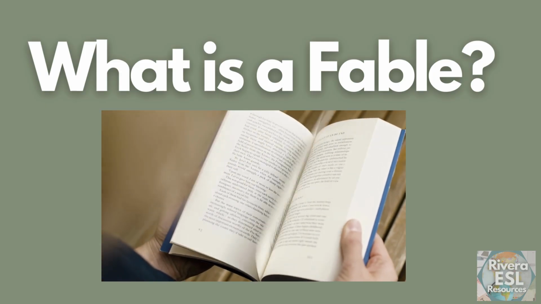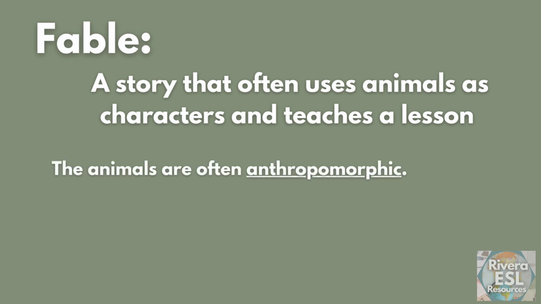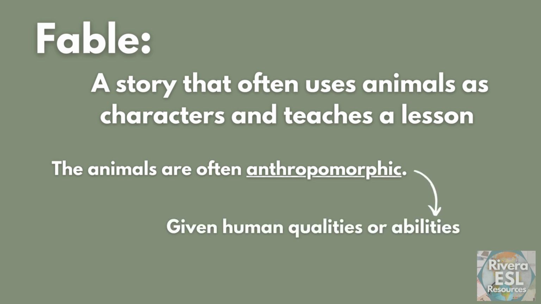What is a fable? A fable is a story that often uses animals as characters and teaches a lesson. The animals are often anthropomorphic. This means that they are given human qualities or abilities, like an owl being able to talk or a snake feeling jealous.